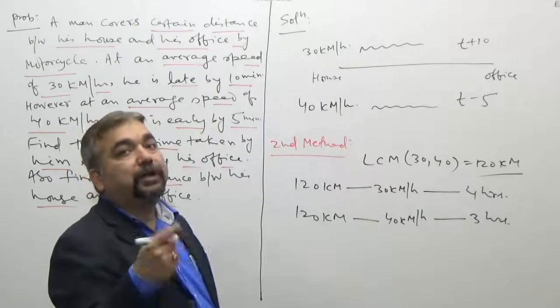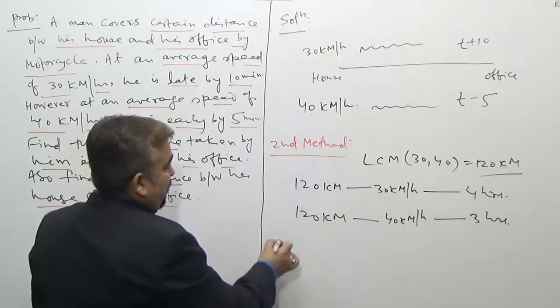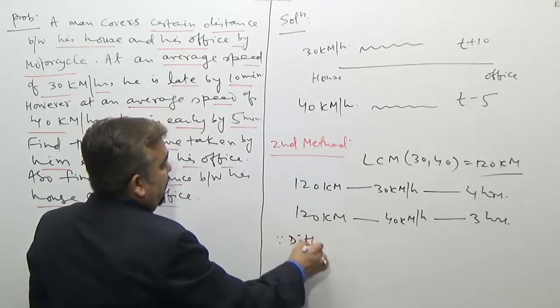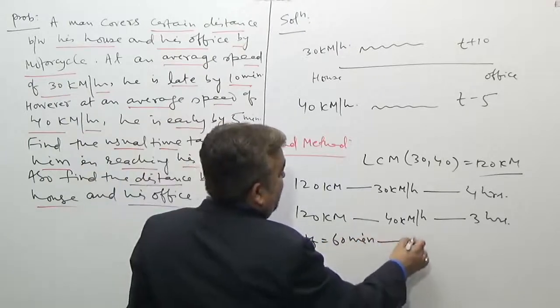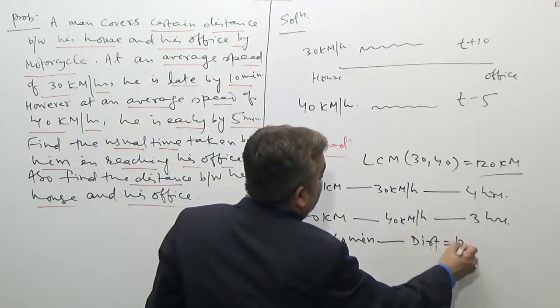Now, we can use unitary method. How? Since difference is 60 minutes, distance is what? 120 kilometers.